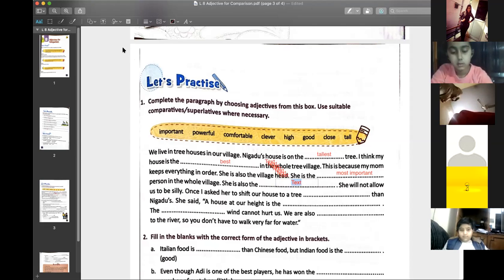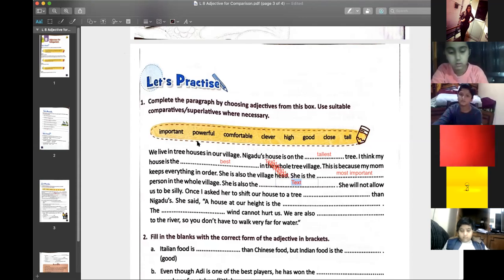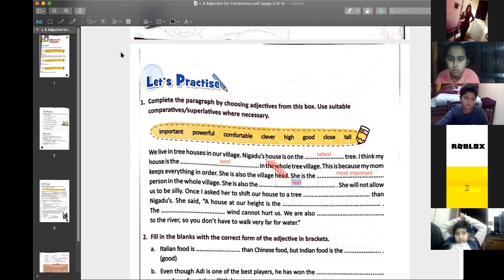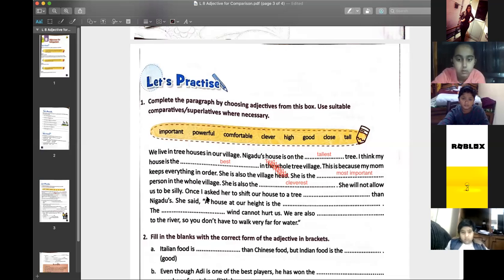Yes, Vansh. Ma'am, most clever. Most clever or cleverest? How many syllables do we have in clever? Two. So it becomes cleverest. Both can be done, but we do the cleverest. She will not allow us to be silly. Once I asked her to shift our house to a tree dash than Nigadu's.